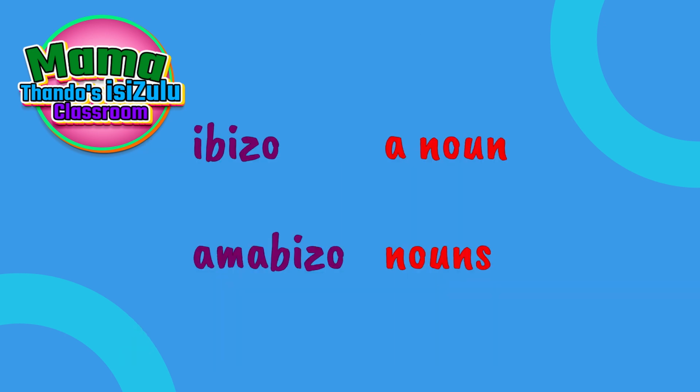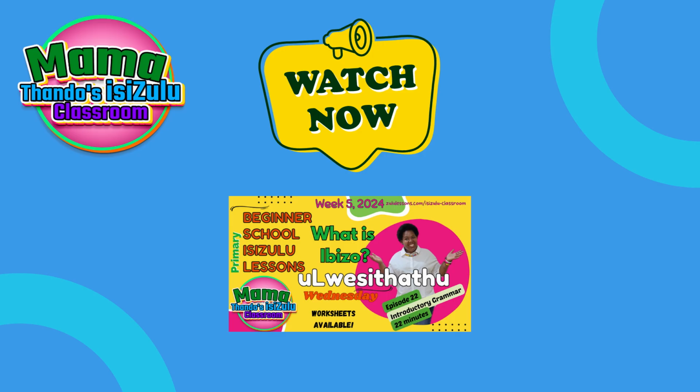At this point, I believe you already know that a noun in isiZulu is called ibizo. Nouns are amabizo. Keep using these two words, ibizo, amabizo. You need to know them so that you know how to use each one when you learn to make sentences. We are not going to learn what a noun is and how to identify one in this lesson. You can watch this video for that.